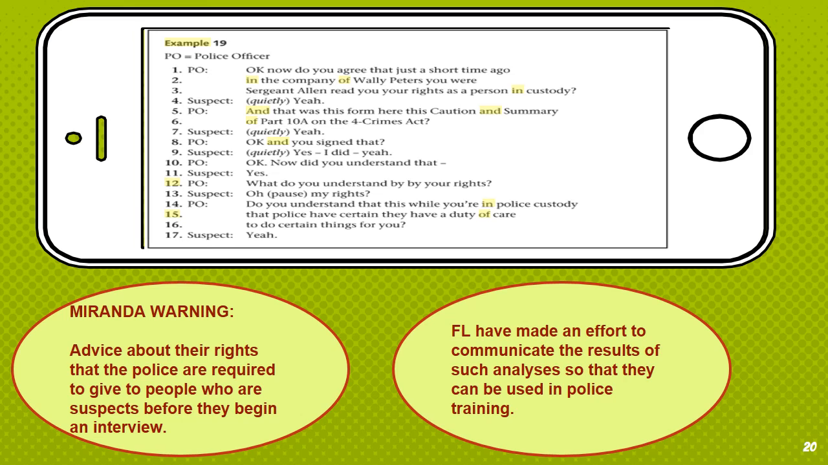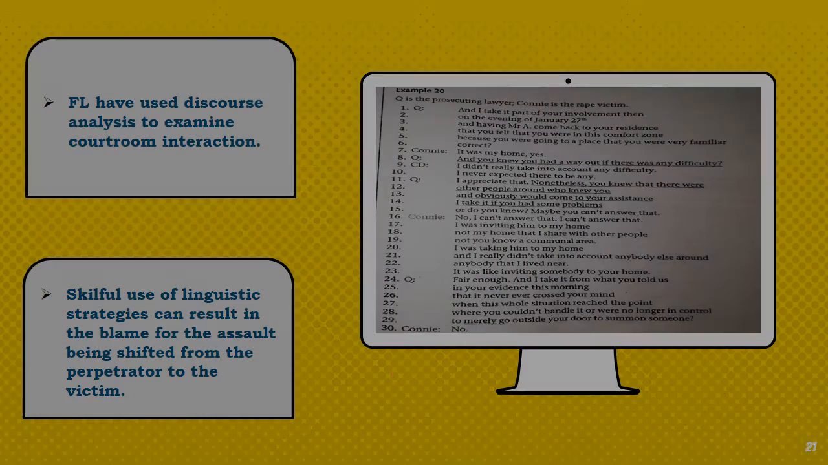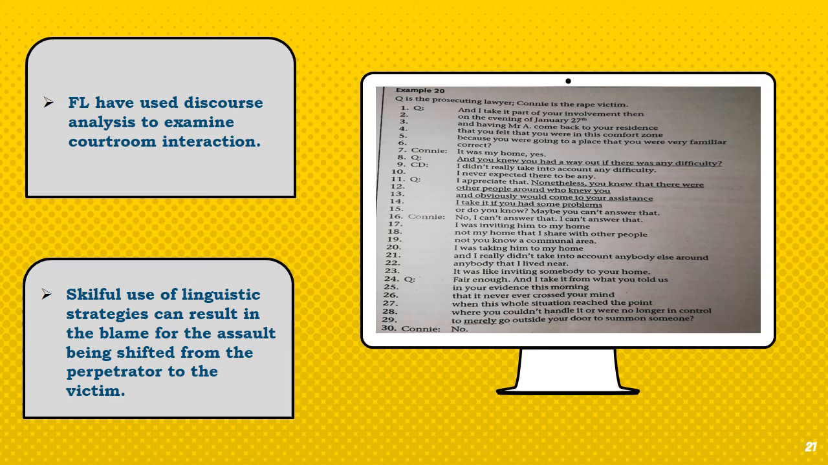There is so much to consider and evaluate in even a short extract. For example, some legal forensic linguists have put effort into conveying the results of such investigations so they can be utilized in police training. The first example that we are going to look at is example 20. Okay.